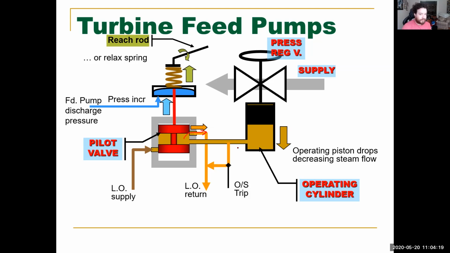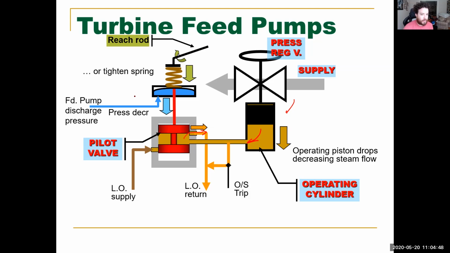That opened up. So the operating cylinder is decreasing in fluid. The lube oil is escaping out of it. The operating piston drops and decreases the steam flow. So the steam level is decreasing. Now, since the steam level is decreasing, we are no longer having a higher speed pump. We are now lowering our pressure coming out of the pump itself.